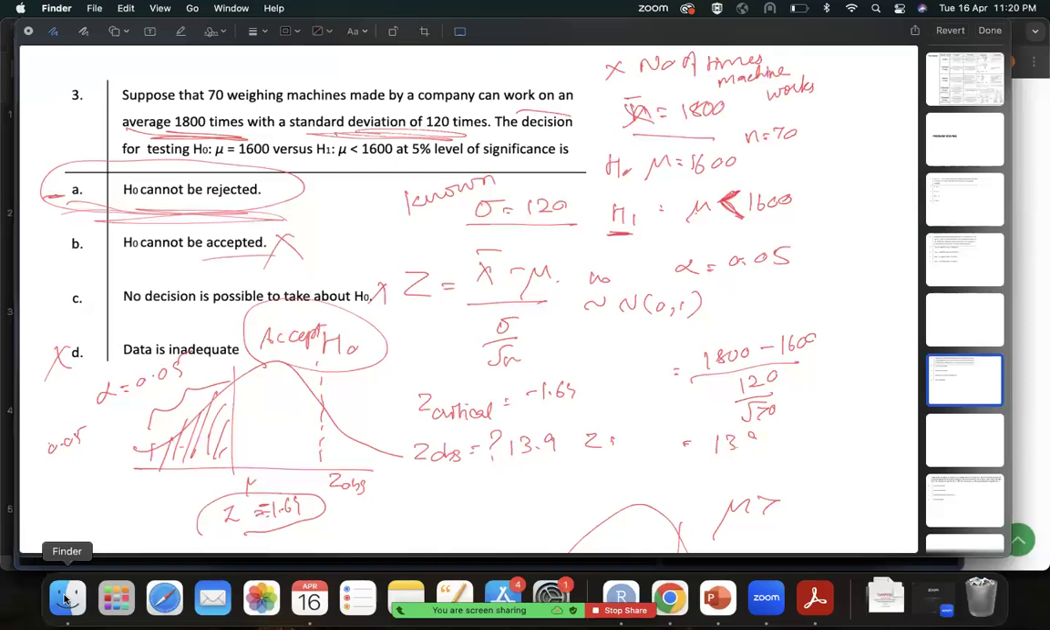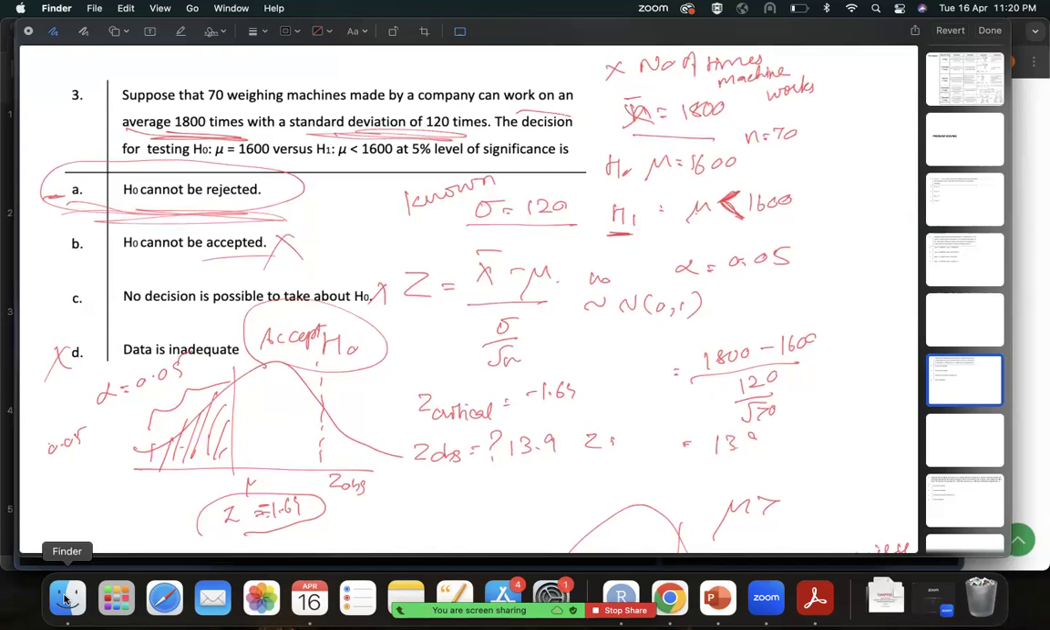Here your Z critical is plus 1.64, and your Z observed will still be the same. It is 13.9. 13.9 will fall somewhere here, right? It will fall in your rejection region. In that case, H naught is rejected, and H1 you accept.